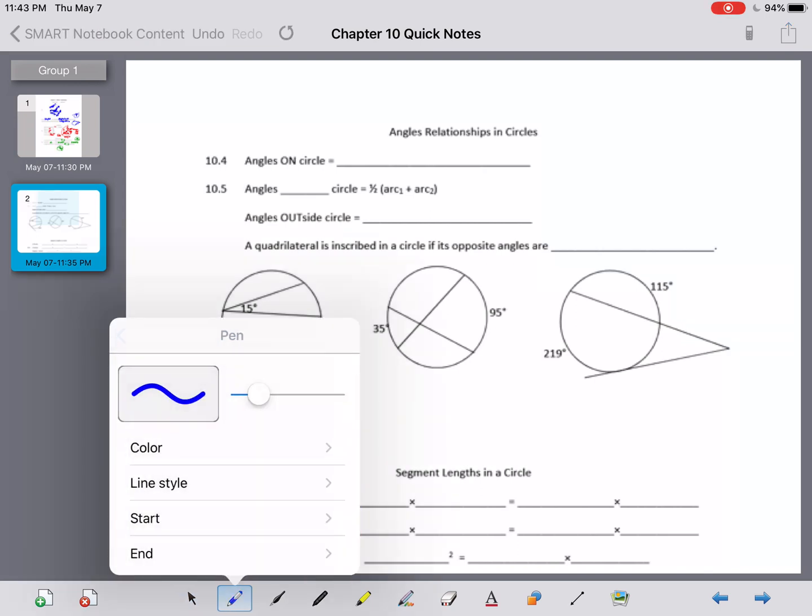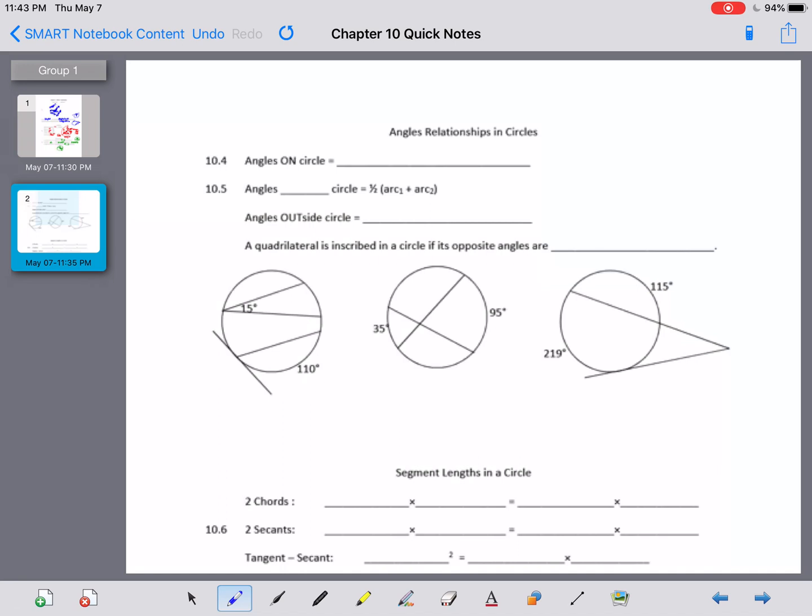So in our angles from 10-4 and 10-5, we had angles where the vertex is on the circle, which is going to be half the arc. We have a couple of them down here. If my vertex here is on the circle, this will be half the arc. So if this angle is 15, it's half of this arc. Half of what number is 15? That would make this 30 degrees. Or if I have a chord and a tangent line here, notice the vertex is on the circle. So this angle is going to be half of this arc. So half of 110 is 55 degrees.